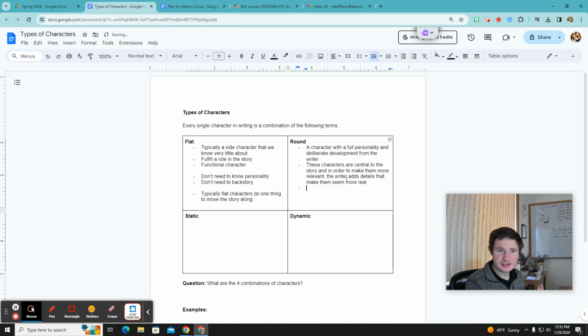They aren't invented for just a function. They're invented to be a part of the story. Part of the story, not just a plot device. Okay.